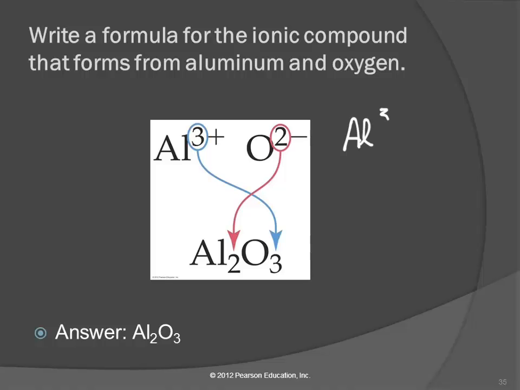So we've got Al3+ and we have O2-. Basically, what we need to find is the least common multiple of 2 and 3. The least common multiple of 2 and 3 is 6. So what do I have to multiply 3 by to get 6? I have to multiply by 2. So I need 2 of these, and I have to multiply 2 by 3 to get 6. And so I'll have 3 oxygens. And then if we look at the charges, 2 times 3 equals 6.